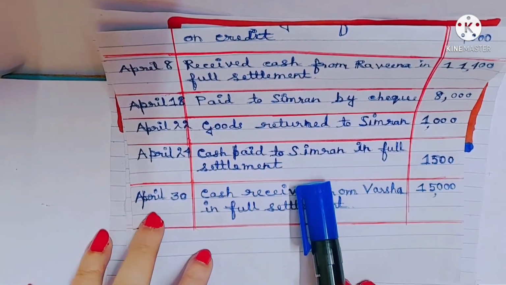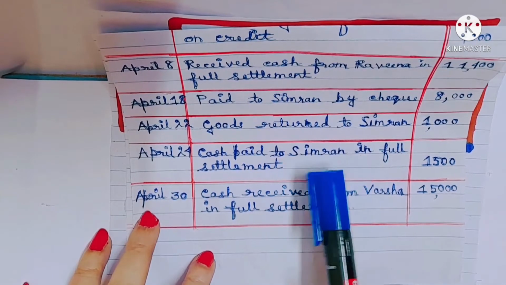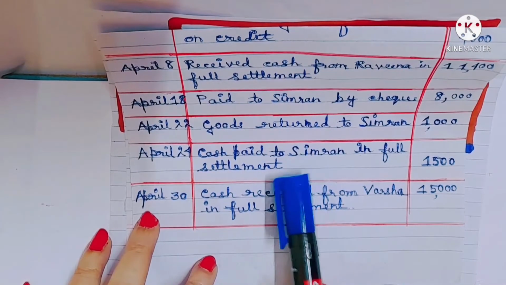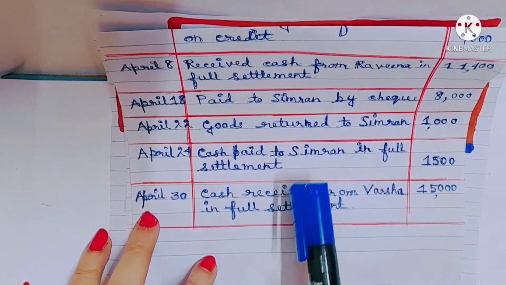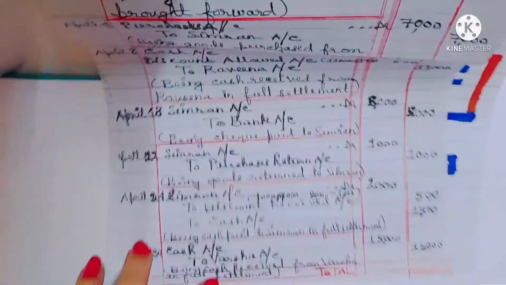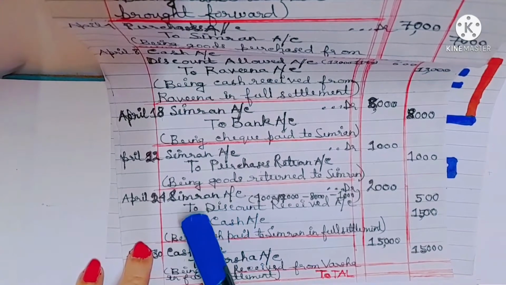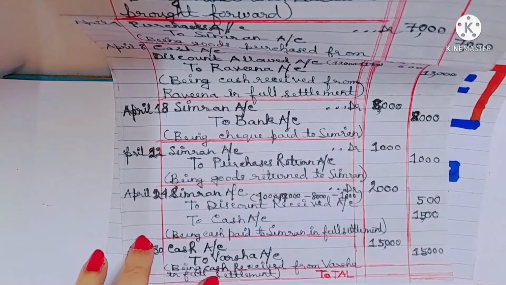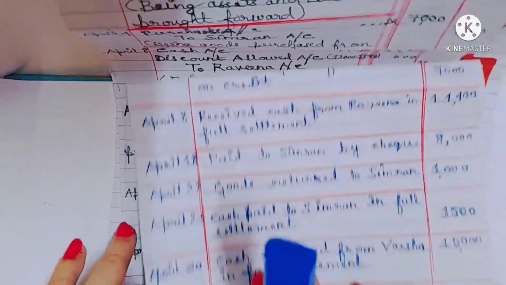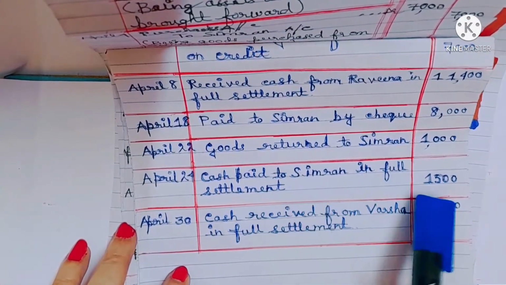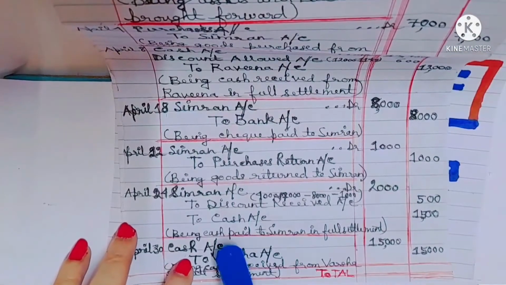So what are the two accounts? Actually here 3 accounts will appear. Cash account, Simran account and discount received account. Let's go through the journal, you'll understand. See, on 24th April, Simran account debit, to discount received account credit, to cash account credit. What is the transaction? The transaction is on 24th April, cash paid to Simran in full settlement 1,500. So, to cash account 1,500.